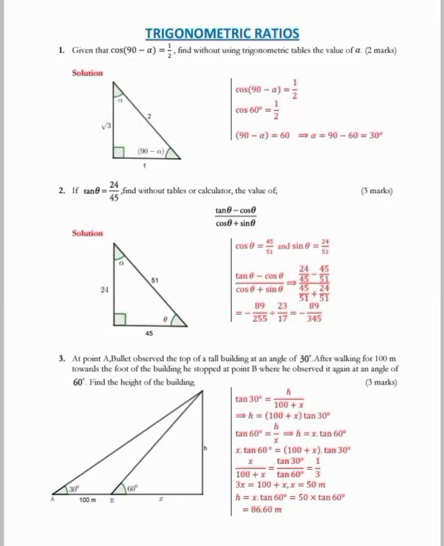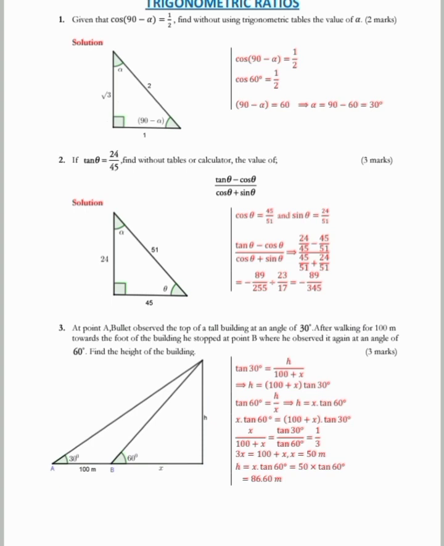I want us to do revision on trigonometric ratios. This is trigonometric ratios 1. So the first question: given that cosine of 90 minus alpha is equal to a half, find without using trigonometric tables the value of alpha.